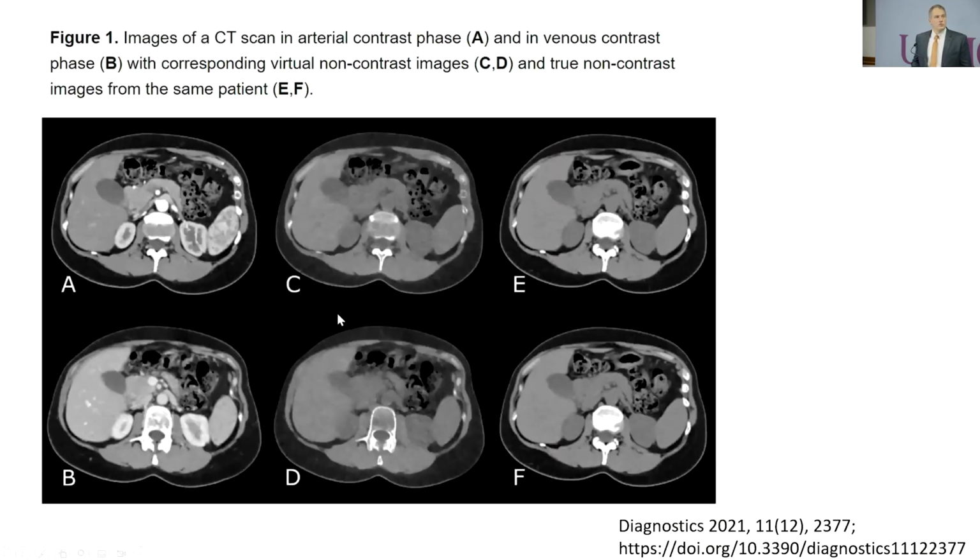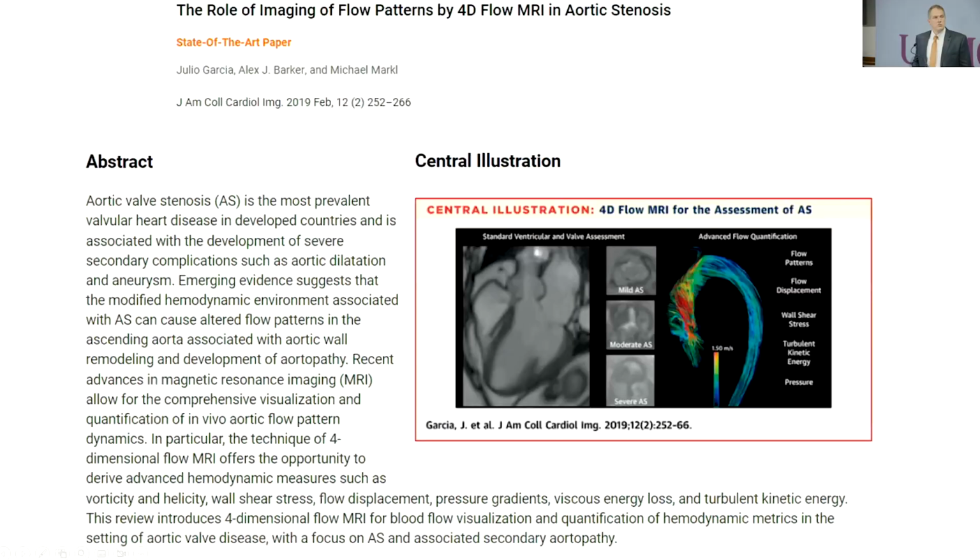And really pretty impressive. The spectral information can be used to create virtual non-contrast images. Here's a real non-contrast and a virtual non-contrast. That virtual non-contrast was created, and you can see whether it's arterial phase or portal venous phase, it works the same way. And so working to perfect this technology could potentially decrease the amount of repeated scans.